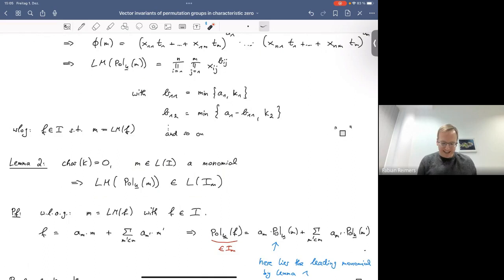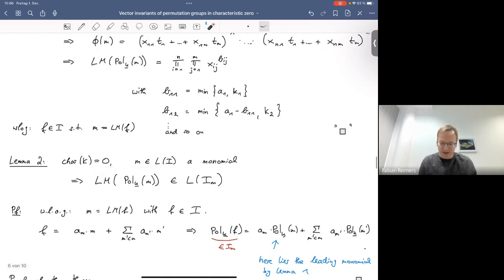Okay, so let me say this again. We take any monomial in the leading ideal of the Hilbert ideal, we polarize it for some fixed k, or for all k, of course, is what we're interested in, for some fixed multi-index k, and we look at the leading term that appears here, and this will be now in the leading ideal of the Hilbert ideal of vector invariants.